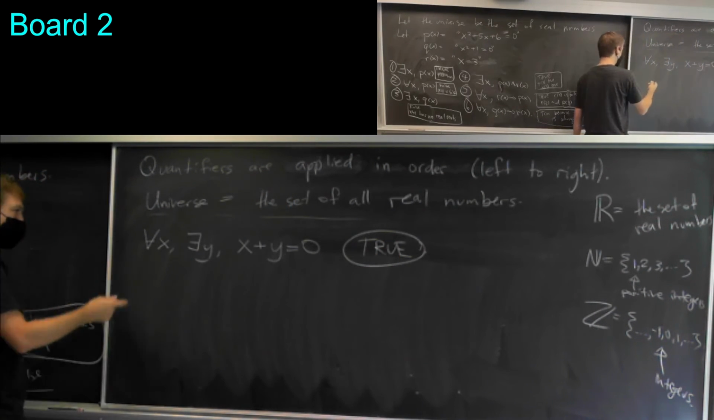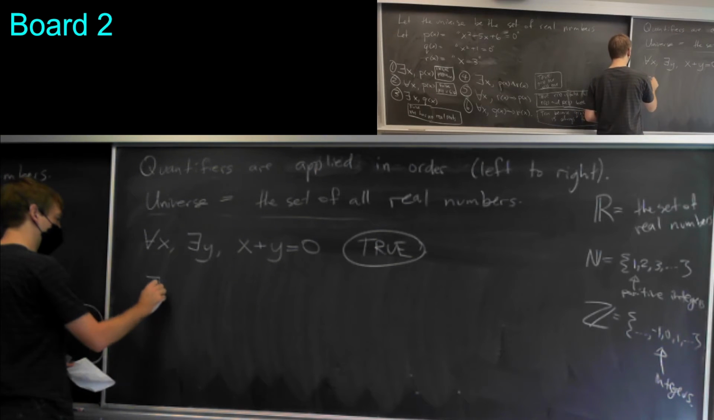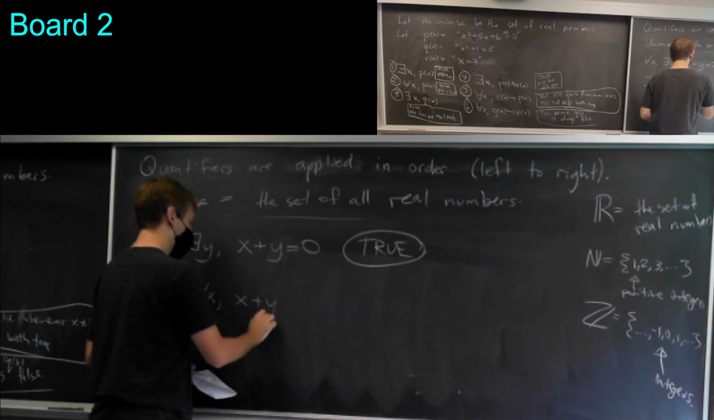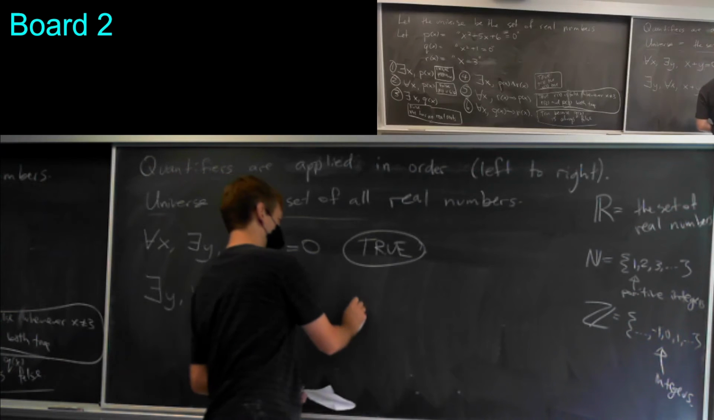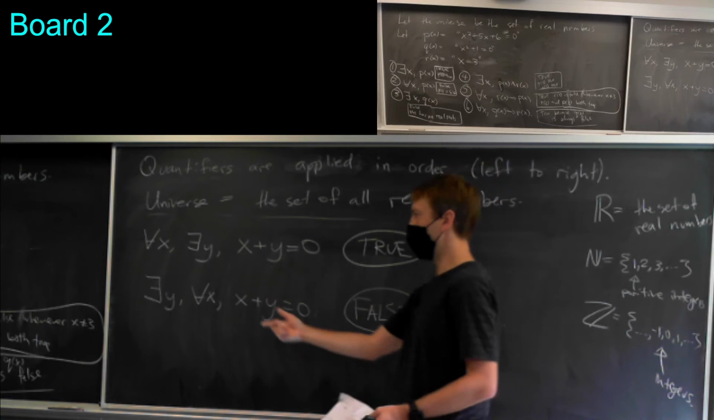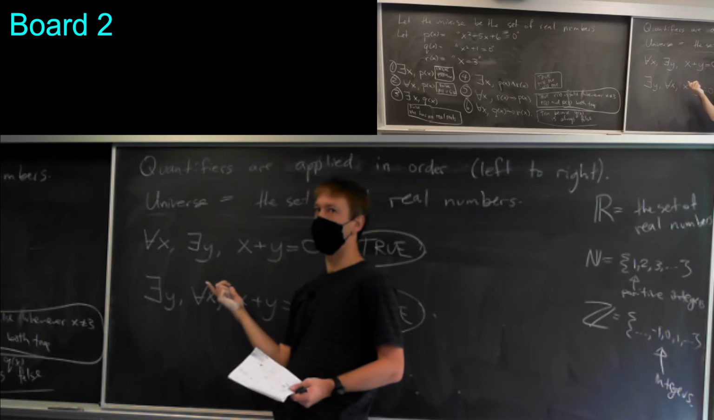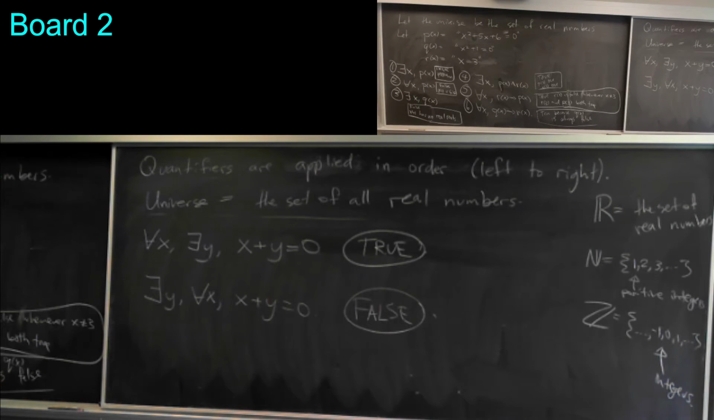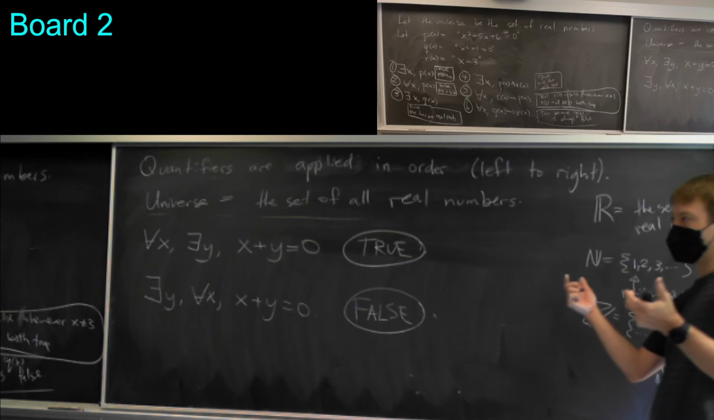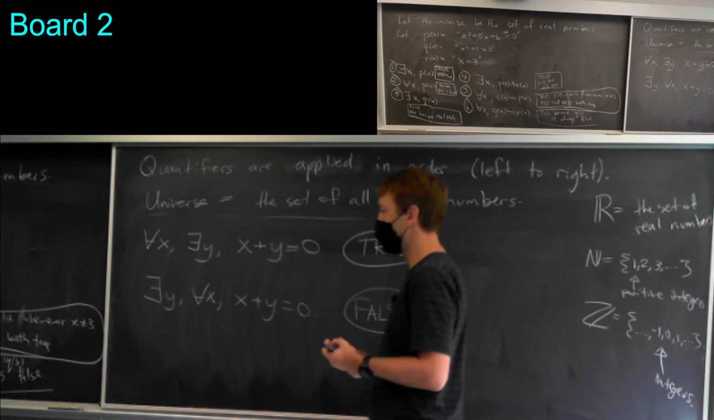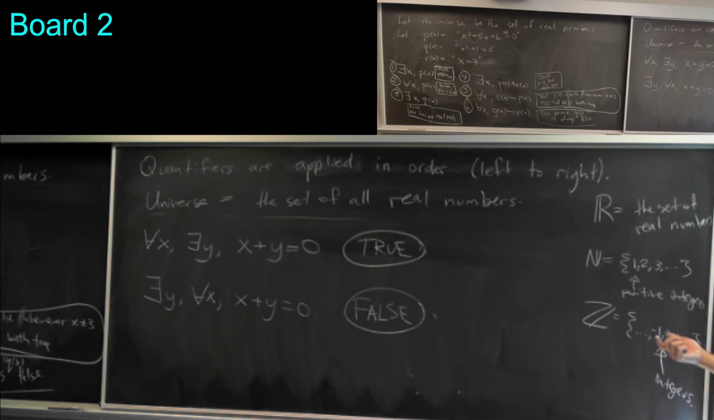But if I wrote this in the wrong order, so if I wrote there exists y such that for all x, x plus y equals 0, this is going to be false. Right? All I did was switch the order of the quantifiers, but that completely changes the statement. Because it's definitely not true that there's some magical number y such that for every x, when I add x to y, it gives me 0, right? There's no such y. Is that clear?